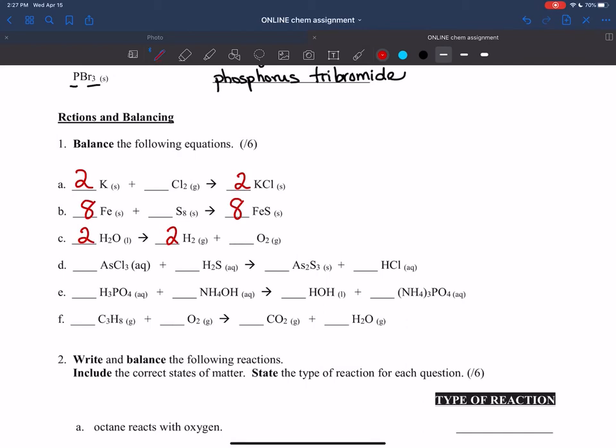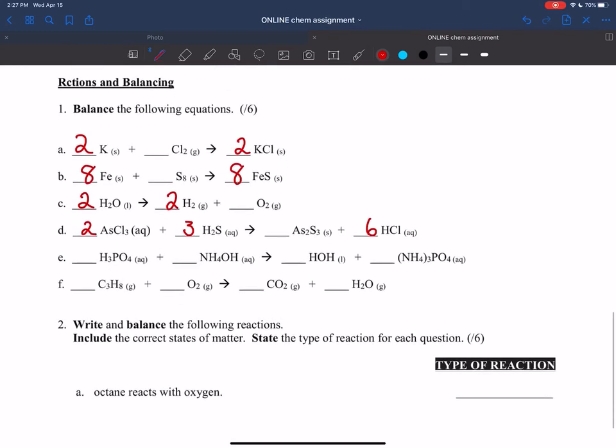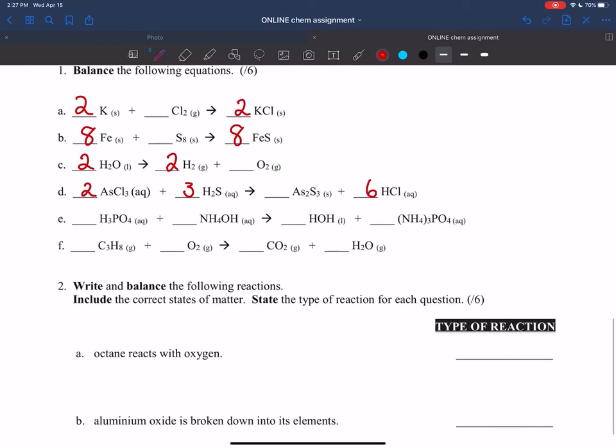Okay. And then I'm going to go to the next one, and I have 3 sulfurs, 6 hydrogens, I need 6 hydrogens, 6 Cl's, I need a 2 there, 2 As's, I already have 2 As's. Next one, I have 3 of the ammonium, so I'm going to need 3. That changes and gives me 3 hydroxides, so I'm going to need 3. This changes and gives me 3 hydrogens. I already have 3 hydrogens, 1 phosphate, 1 phosphate.